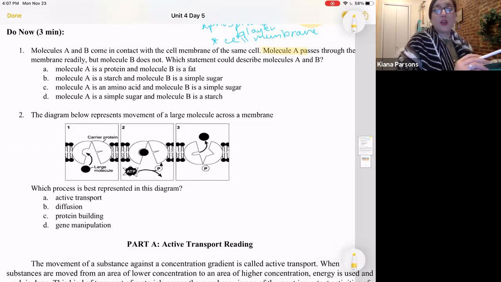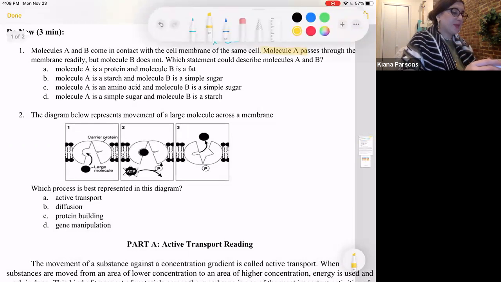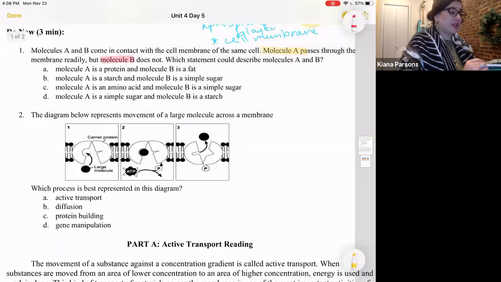Molecule A could be maybe glucose, right, that we saw in the diffusion through membrane lab that passes easily through the membrane, but molecule B does not. So molecule B could be a starch. So we know that molecule B is not a simple sugar. Molecule B could be starch. Molecule A could be a simple sugar. Molecule A could not be protein because it passes easily through.